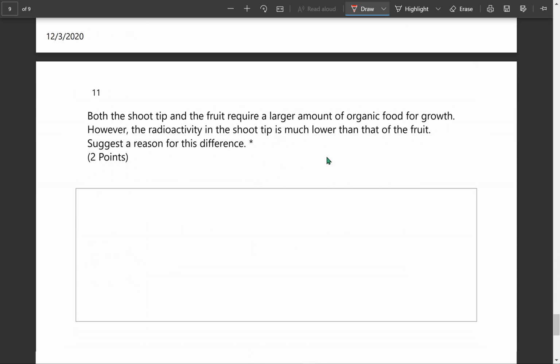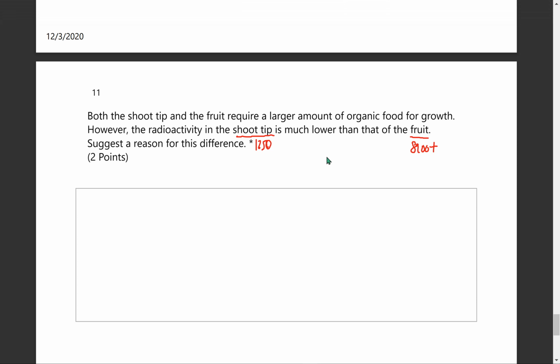Correction. Okay, 11. Both the shoot tip and the fruit require a larger amount of organic food for growth. However, the radioactivity in the shoot tip is much lower than that of the fruit. Suggest a reason for this difference. Well, okay, so if I remember correctly, shoot is having 1,250 and fruit is having 8,000 something, right? The unit. And so account for the difference, suggest a reason for this difference.